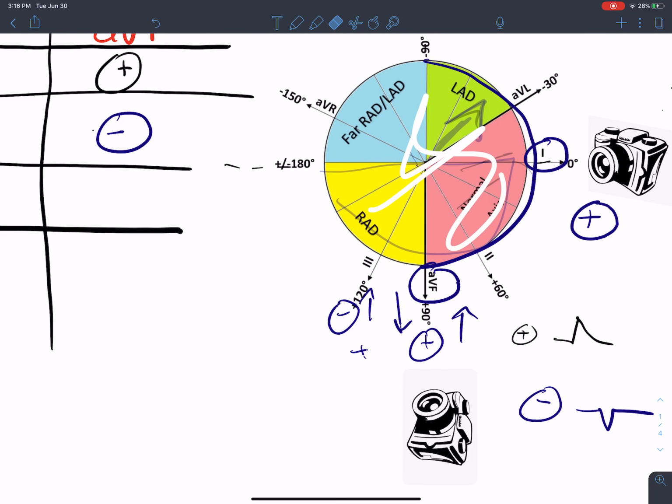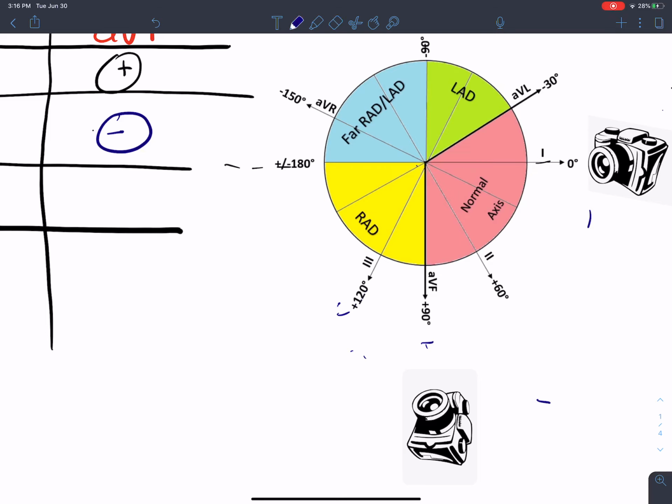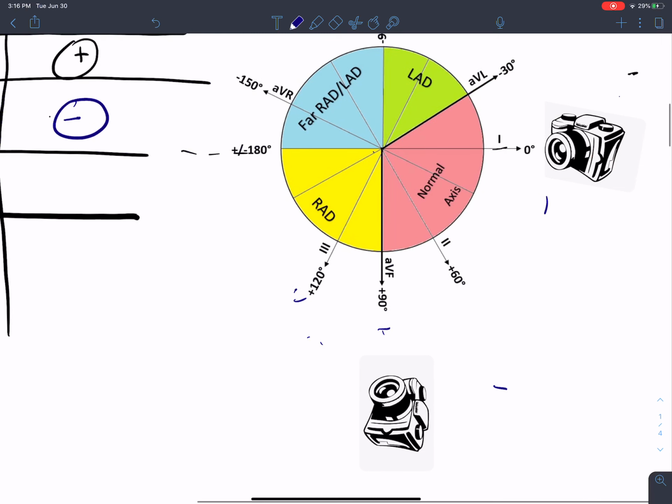Now, right axis deviation. Where are we at for time? Probably too slow, but that's okay, we'll make it work. So what's this? Oh, I don't know what that does. That's a new button.